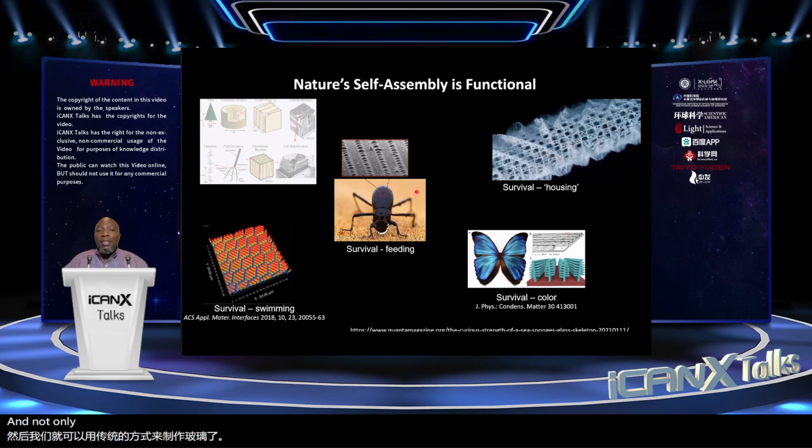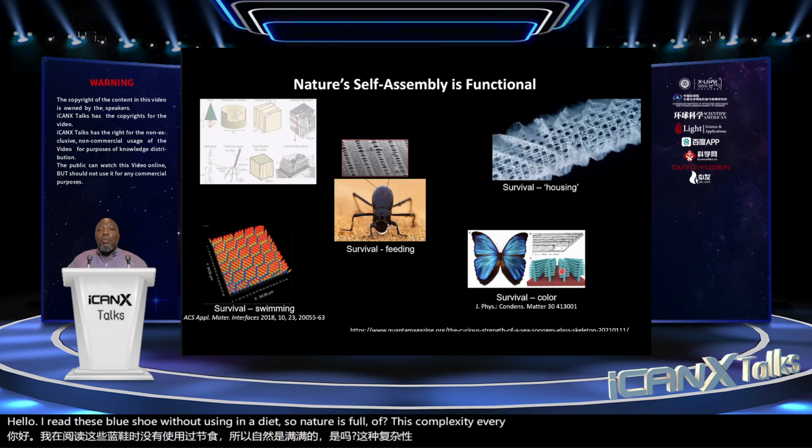And not only in terms of structure and feeding and protection, we also see this in the generation of color. The morpho butterfly is famous for its very well organized structures that allow it to generate this blue hue without using any dye. So nature is full of this complexity.